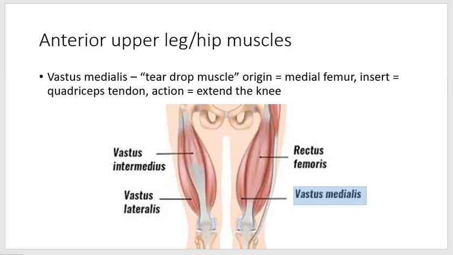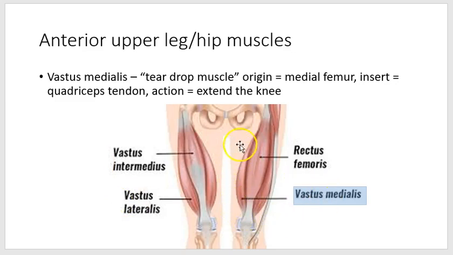Coming down to your quadriceps muscles. Quad, what does quad mean? It means 4, right? So your quadriceps muscles, you're going to have 4 muscles that make up these. You're going to have your vastus medialis, rectus femoris, vastus intermedius, and vastus lateralis. The first one we're talking about is the medialis.